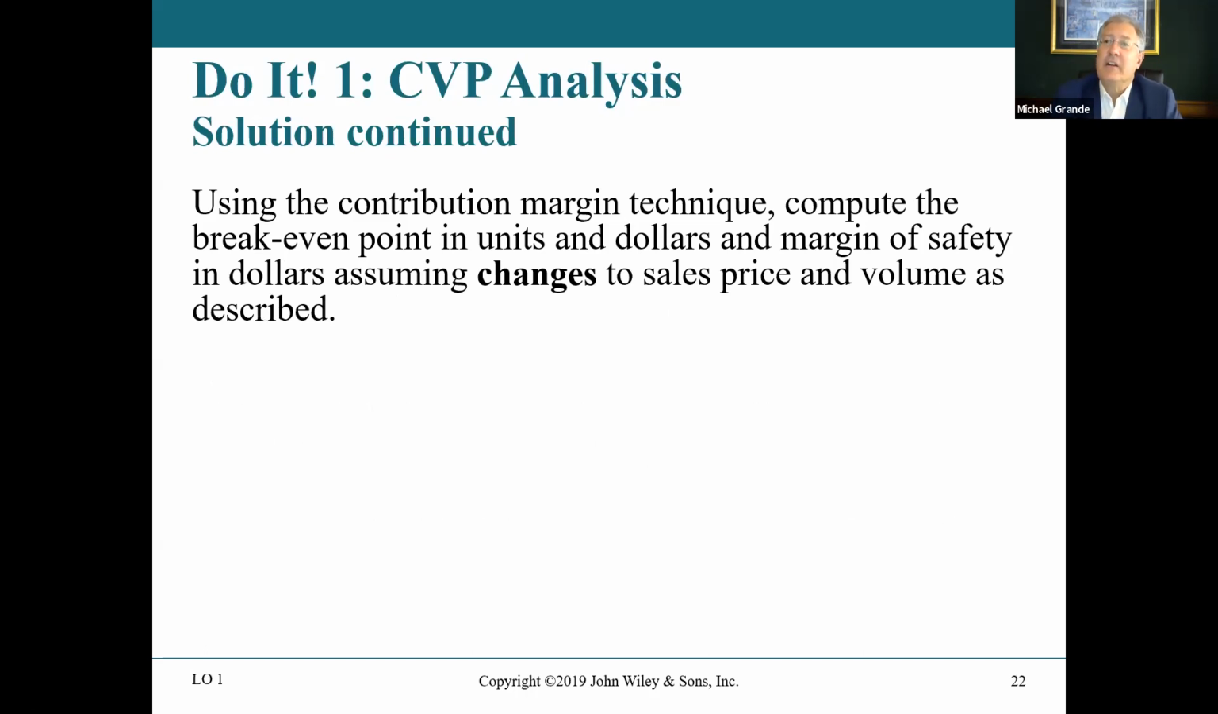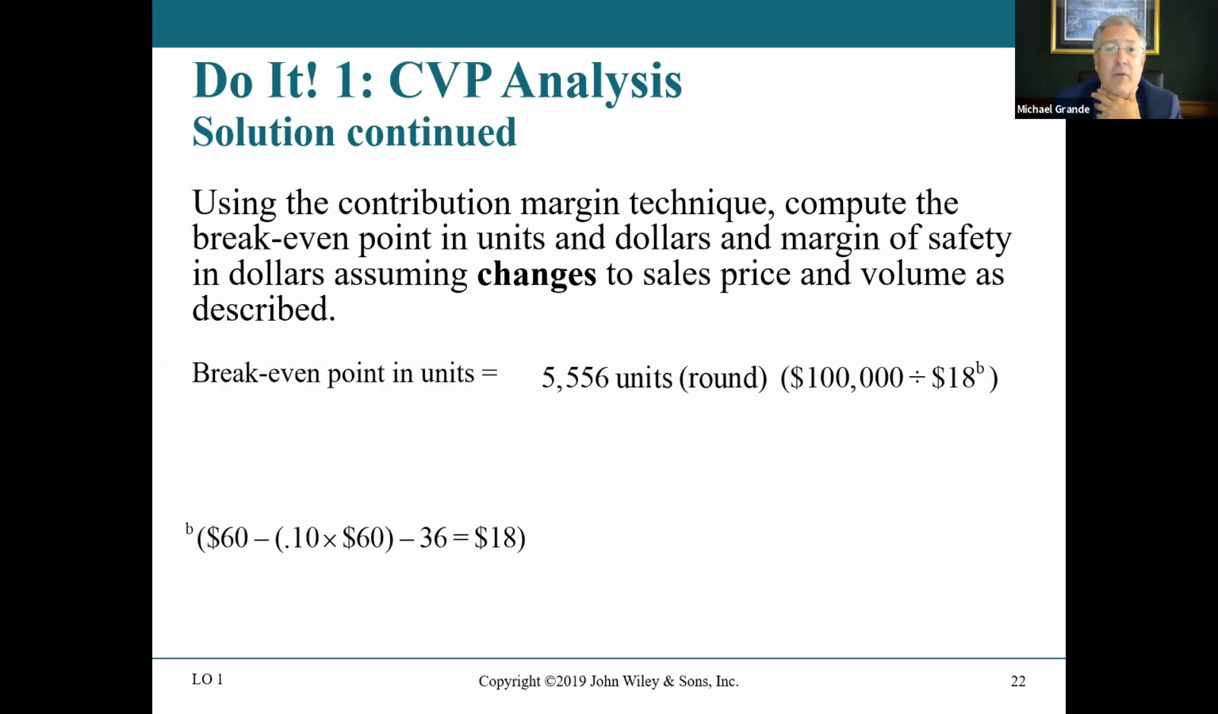Using the contribution margin technique, compute the break-even point in units in dollars and margin of safety in dollars, assuming the changes to sales price and volume are described. So the break-even point in units, again, it's the fixed cost divided by the contribution margin per unit. Remember, they cut the sales price by 10%. The contribution margin per unit was $24. They cut the sales price by 10%, which is $6. The new contribution margin per unit is $18. The fixed cost stayed the same. They need to sell 5,556 units to break even.